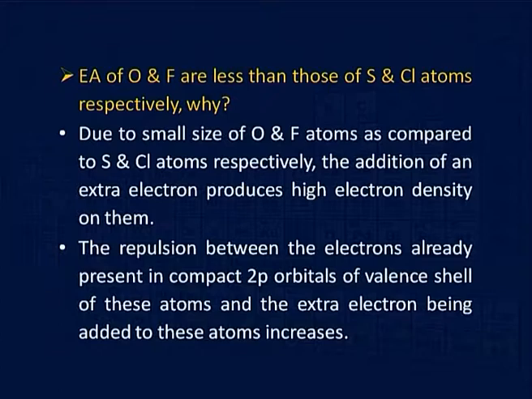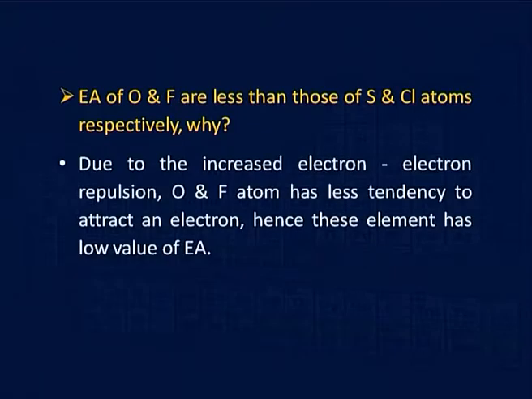Due to this reason, the electron affinity values of oxygen and fluorine are less than their next members of their groups, that is sulfur and chlorine. So, that is why the electron affinity values of oxygen and fluorine are less than those of sulfur and chlorine atoms respectively. This is due to the increased electron-electron repulsions. Oxygen and fluorine atoms have less tendency to attract the electron and hence less energy is released. Therefore, they have low values of electron affinity.